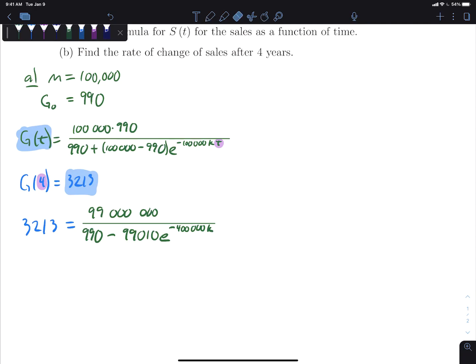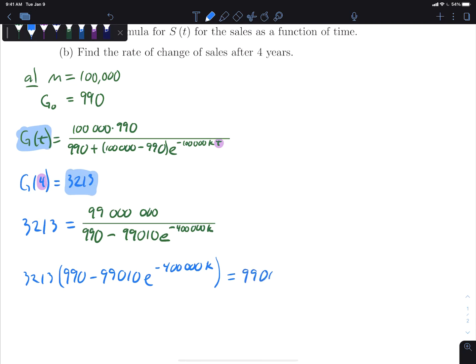We need to get rid of this denominator, so I'm going to multiply both sides by that denominator. That's going to give me the following. We have 3,213, and then times the entire denominator of 990 minus 99,010 e to the negative 400,000 k. And then all that's going to equal 99 million.